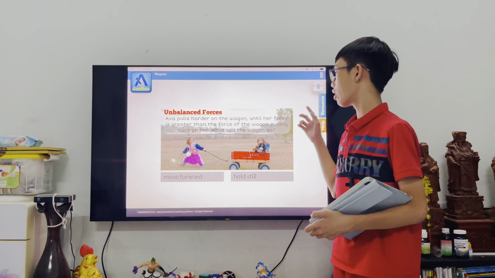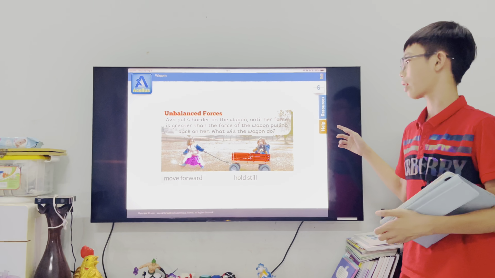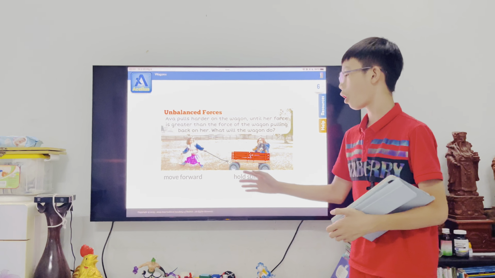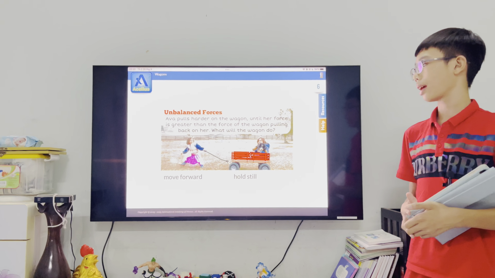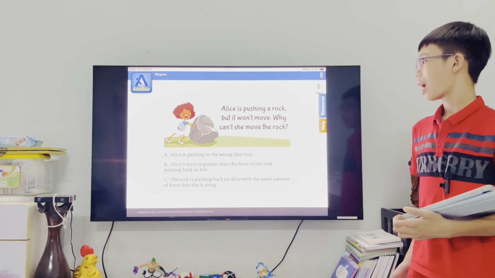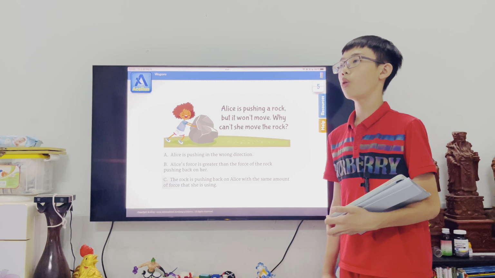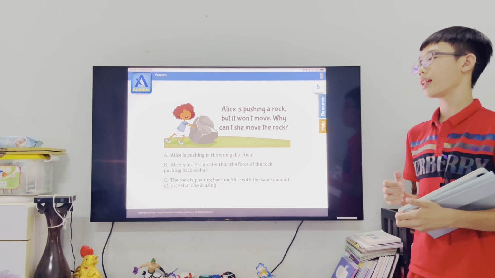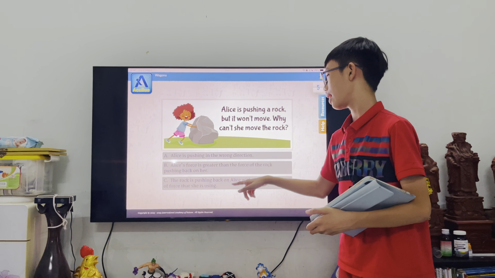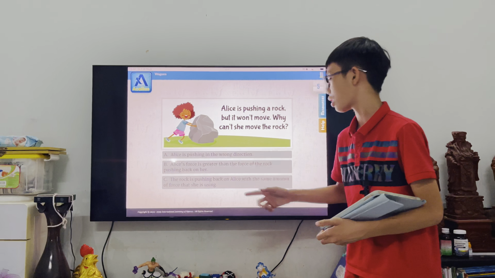Eva pulls harder on the wagon until her force is greater than the force of the wagon pulling back on her. What will the wagon do? When we have more force than the object, we can move. So it will move forward. Alice is pushing a rock, but it doesn't move. It doesn't move means the force isn't strong enough to push the object. So, C, the rock is pushing back on Alice with the same amount of force that she is using.